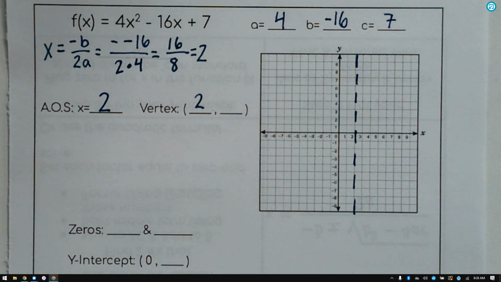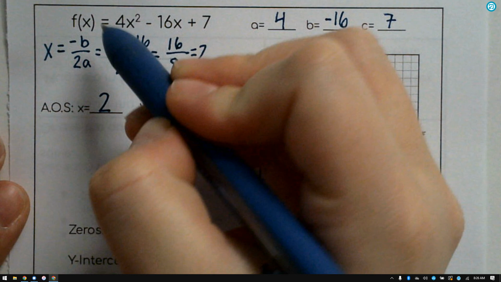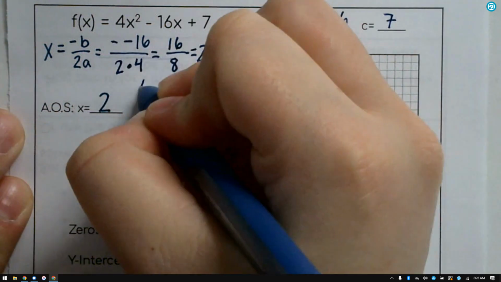Okay, now that we have that, we can plug that 2 in for x in our original equation, and that'll give us our y value. So instead of 4x squared, we're going to have 4 times 2 squared.